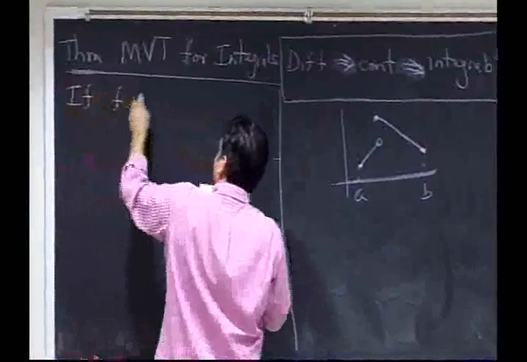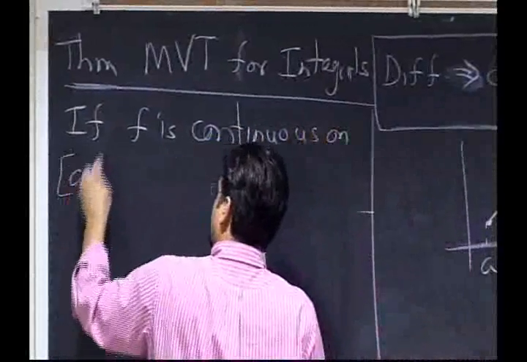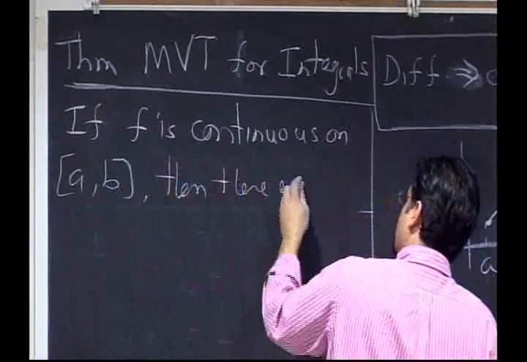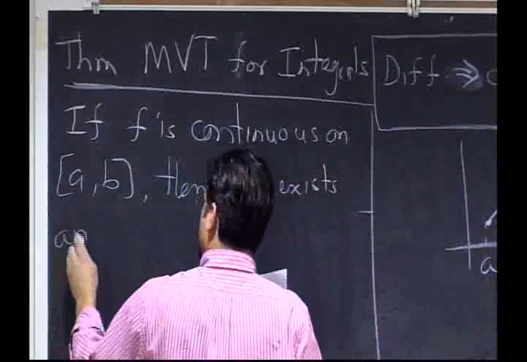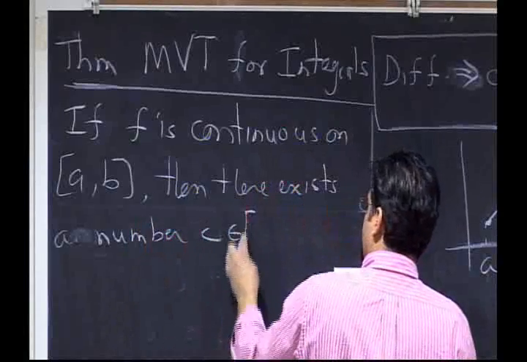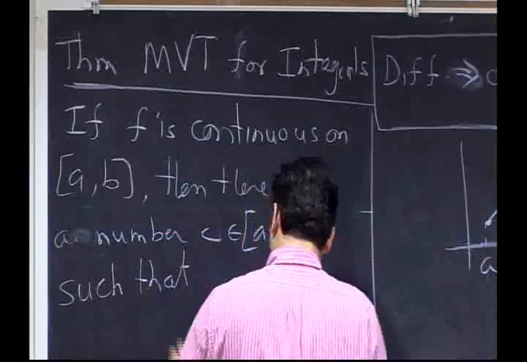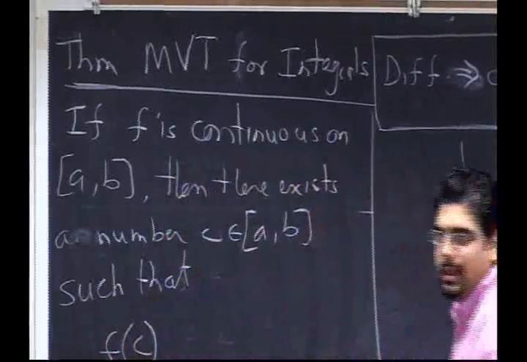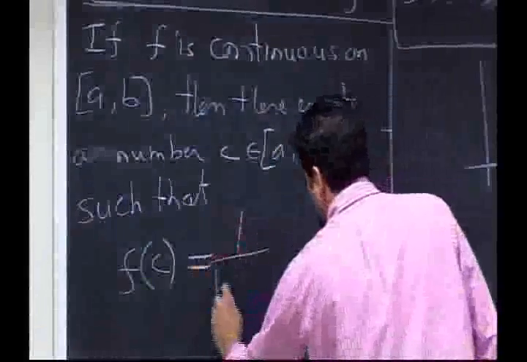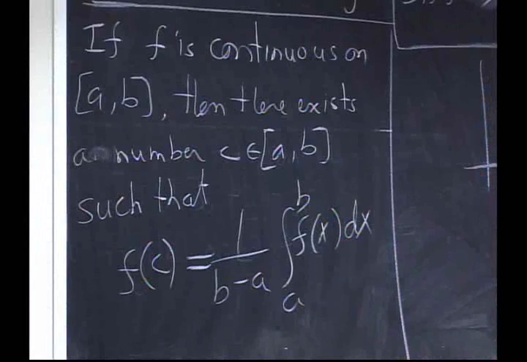If f is continuous on [a, b], then there exists a number c within [a, b] such that the function value at that special point is equal to the average function value. Okay?